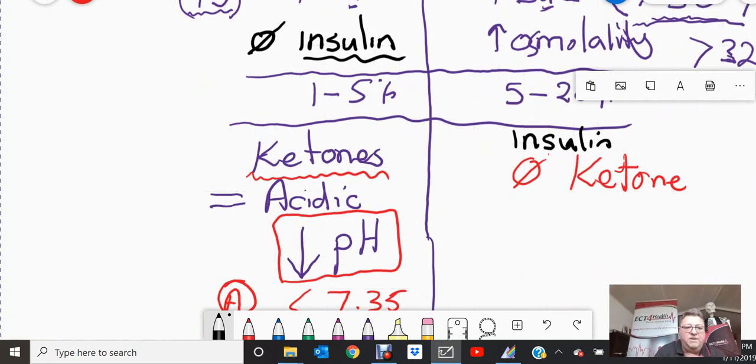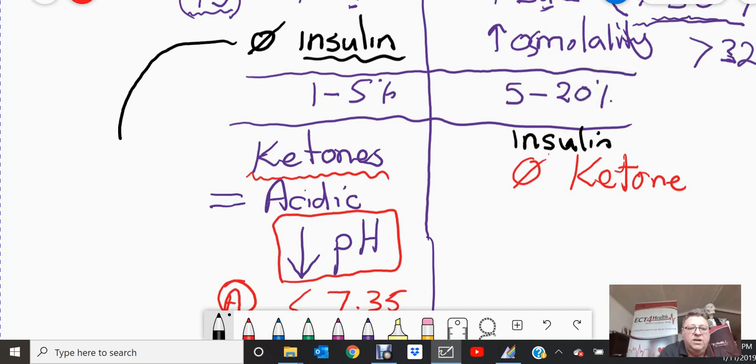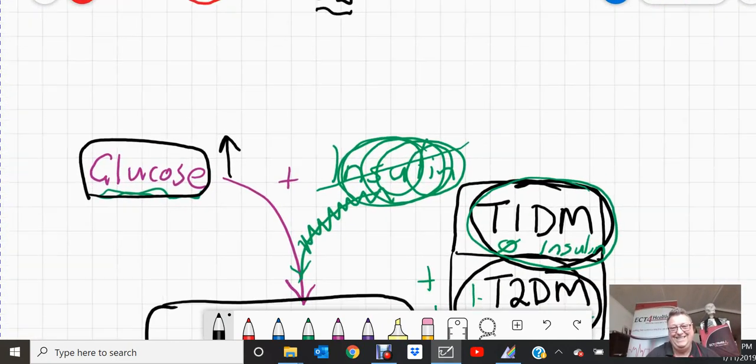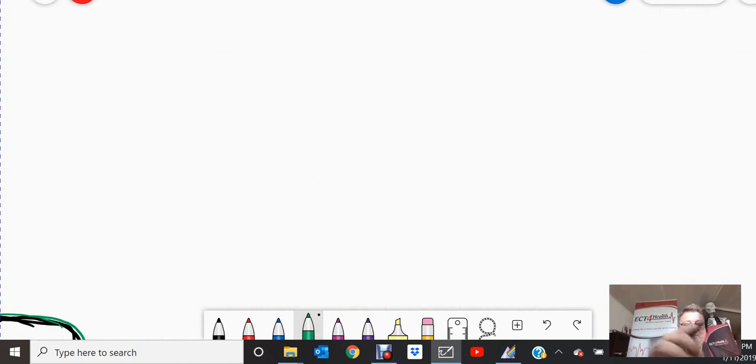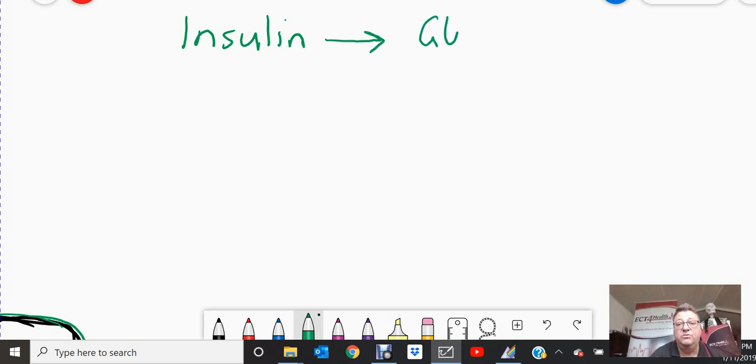So a reasonable question from here then would be, well, why is it that if I make no insulin, where does that link into ketones? Well, I'm really glad you asked the question. Let's go over here. Insulin has three jobs. Insulin does three things in our physiology. Its first job is to transport glucose into the cells. And that's so that cells can have fuel.